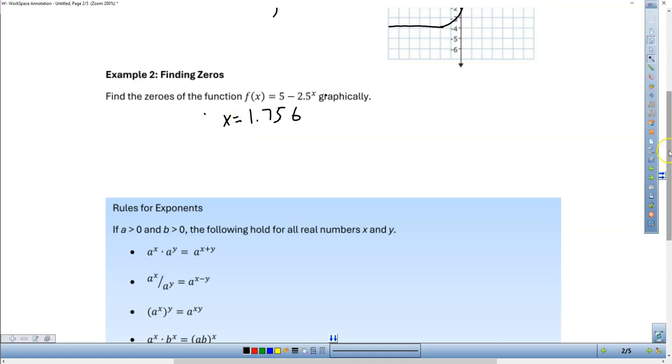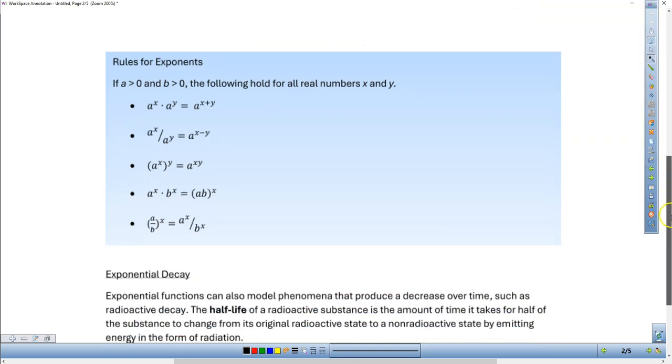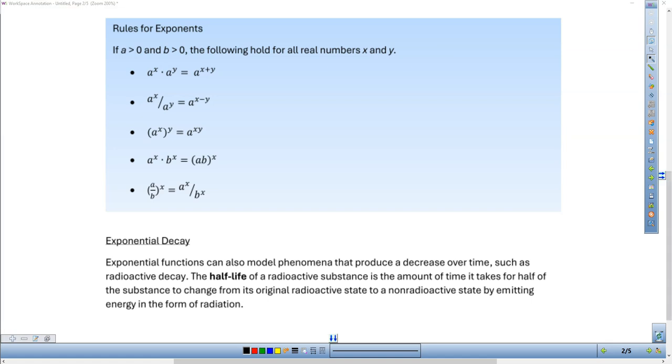Now, with that in mind, there are, of course, a couple things to keep in mind when we deal with exponential functions. Because we're dealing with exponential functions, that means we have exponents in play. And as a quick recap, whenever we have exponents, there are certain rules that we can use to help make our life easier. The first is, if we say that a is greater than 0 and b is greater than 0, we can apply all the following for real numbers x and y. So we can see with our first product rule, we have a to the x times a to the y is the same thing as a to the power of x plus y.